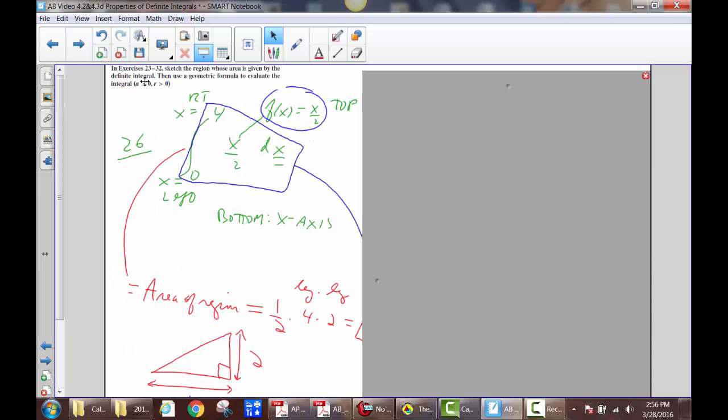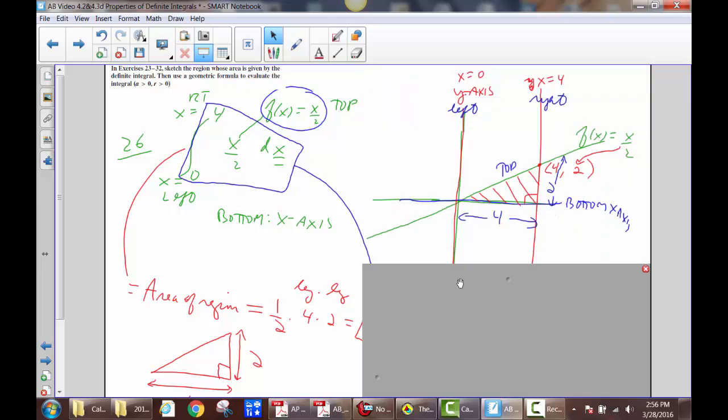Sketch the region whose area is given by the definite integral. And again, we're back to using a geometric formula. So I just want to look at a few more of these. That's from another video anyways. But it's in terms of x: left border x equals 0, right border x equals 4, top border f of x equals x over 2, bottom border x-axis.